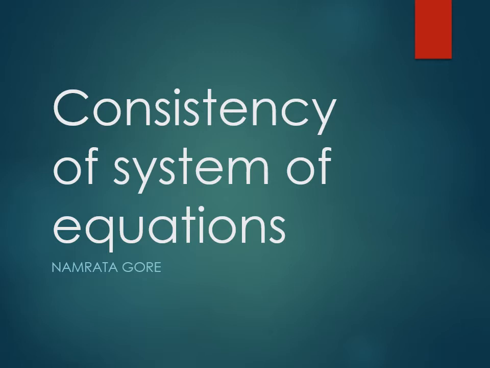If a linear system has at least one solution, then it is said to be consistent. And if it has no solution, then it is said to be inconsistent. So whenever a system is consistent, it is dependent. Whenever it is inconsistent, it is independent.